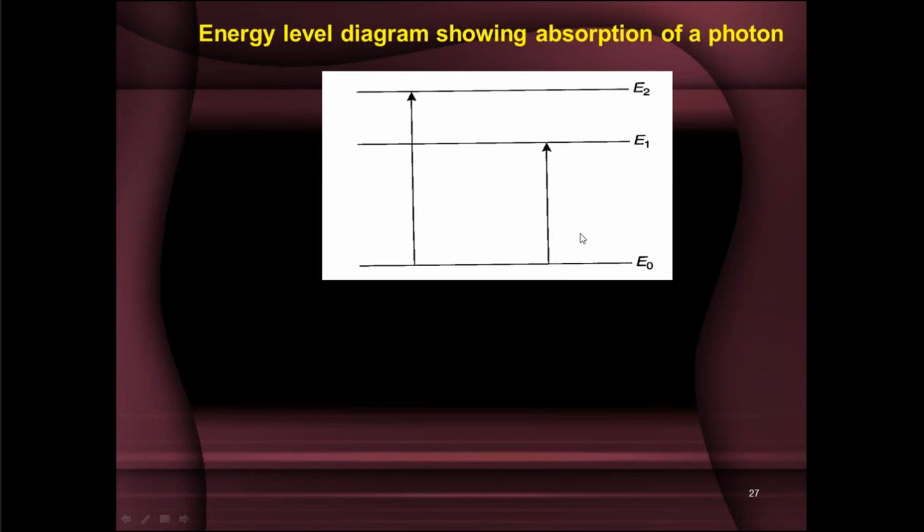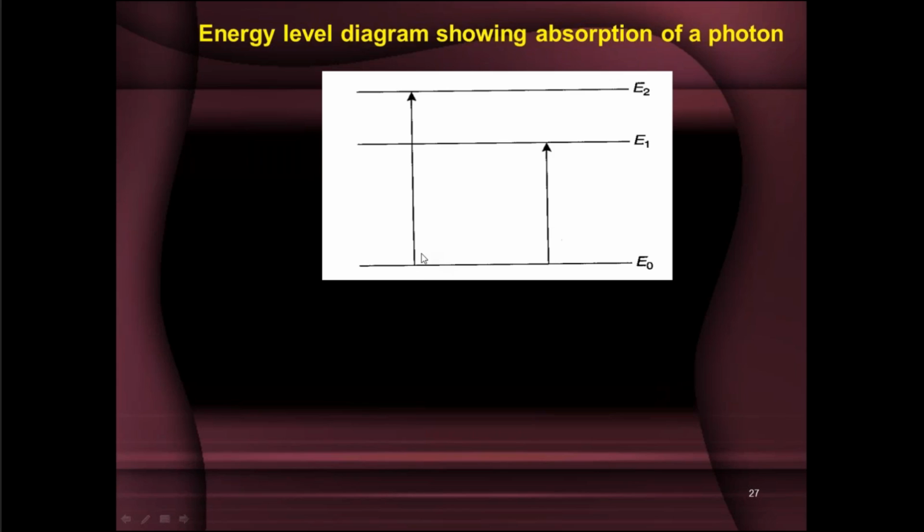How did it absorb? Because the energy of the photon is E1 minus E0, equal to the difference between these two energy levels. If the energy of the photon equals E1 minus E0, then the electron will absorb that photon. When the electron absorbs the photon, it will undergo a transition from E0, the lower energy ground state, to E1, which is the excited higher energy state.